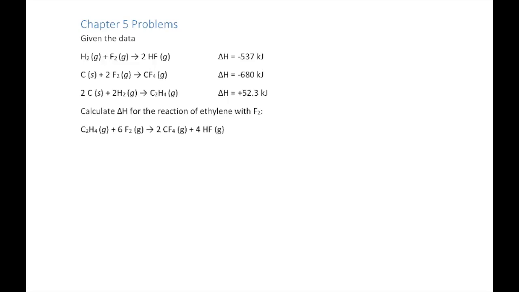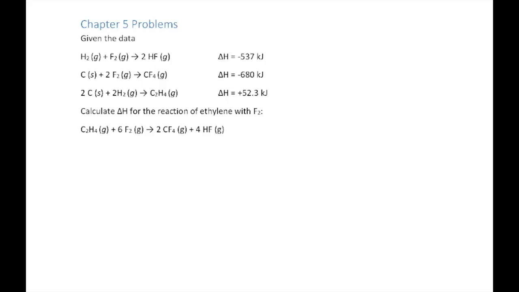Okay, this is the second problem in Chapter 5, which is thermochemistry. This is dealing with a concept called Hess's law. Given the data below, we have three different chemical reactions and their delta H values. Calculate delta H for the reaction of ethylene with F2, fluorine gas.